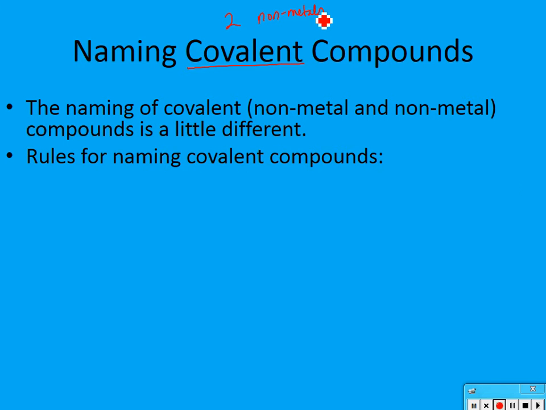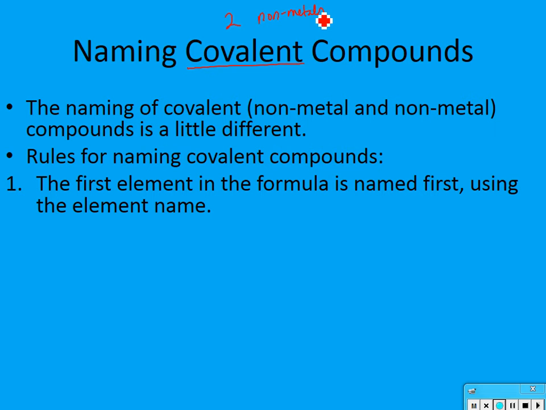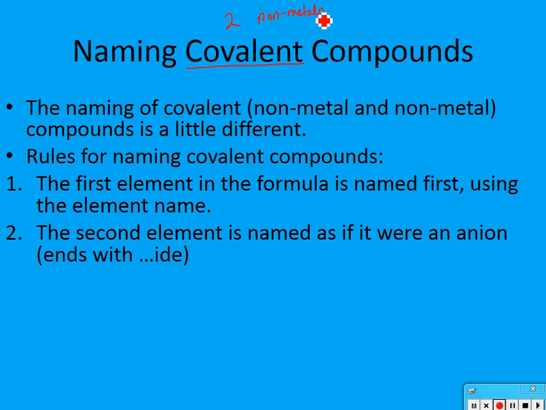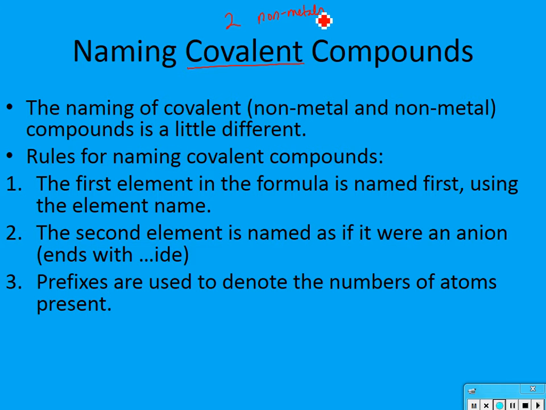The rules for naming covalent compounds are as follows. Number 1, the first element in the formula is named first. First one's first, that's obvious. Using the element name. You just use the element name. Rule number 2, the second element is named as if it were an ion and ends with IDE. So again, the second one ends with IDE. Number 3, prefixes are used. What's a prefix, guys? Yeah, prefix is something that comes before the word. So we're going to use prefixes. And they are used to denote the number of atoms present. So prefixes denote the number of atoms present.